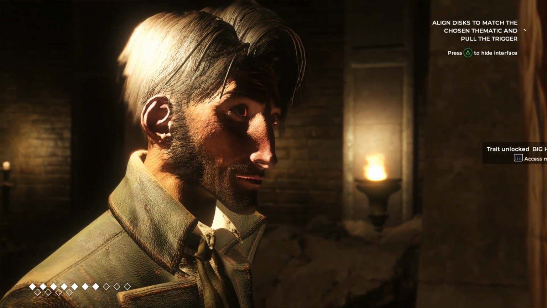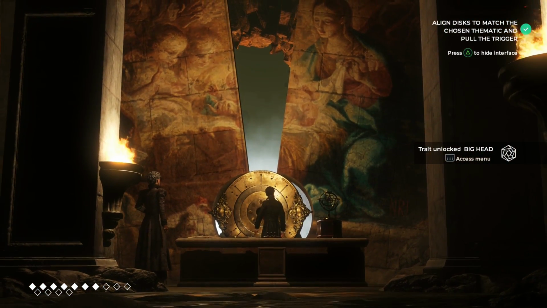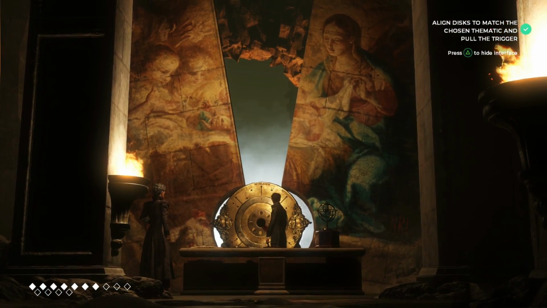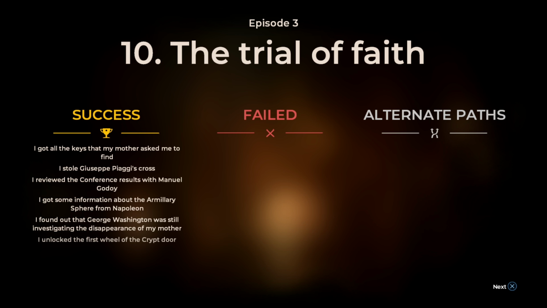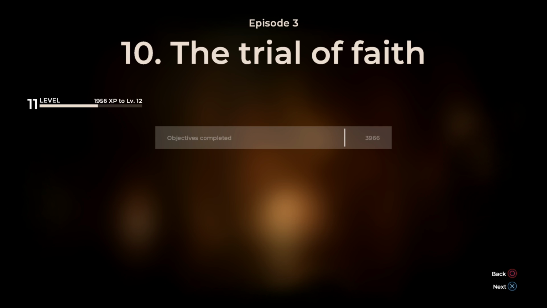Dude, this was like at least an hour. Oh my god. We got it though. We got it. Okay, nice. All the keys that my mother asked me to find. Got the cross. Unlock the first wheel. Crack the code of the crypt door. George Washington still investigating. No alternate path, no fails.